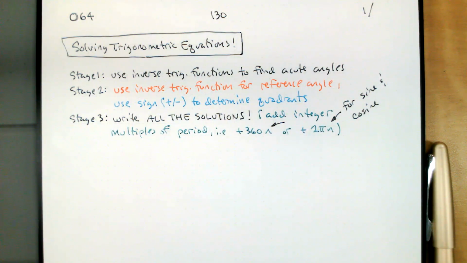So today we want to continue solving trigonometric equations. We've gone through the 3 stages of solving trigonometric equations. In the first stage, that's way back at the beginning, we use an inverse trig function to find an acute angle sitting inside of a right triangle.